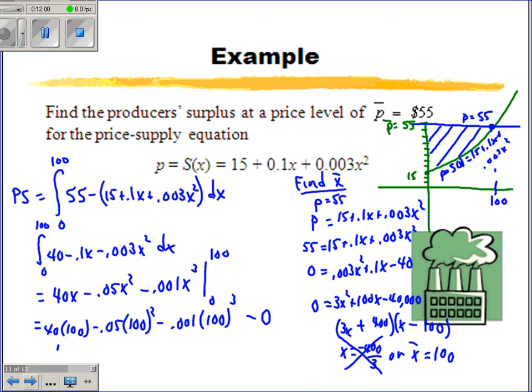Okay, we have 4,000. The decimal will take care of one of the hundreds, so I'm going to have minus 500. And then I'm going to have minus, let's see, the 100 cubed is going to give me 6 zeros. 3 of them are going to go away with the 0.001, so I'm going to have 3 zeros left, so minus 1,000. And that gives me 2,500. Okay? So that's the dollar savings by the producers because they were getting more than what they were willing to sell for.